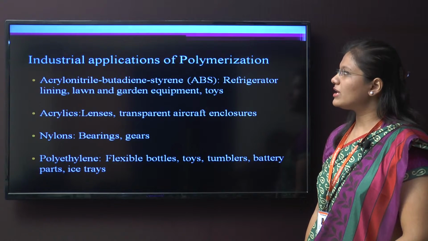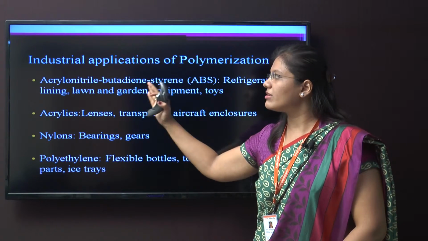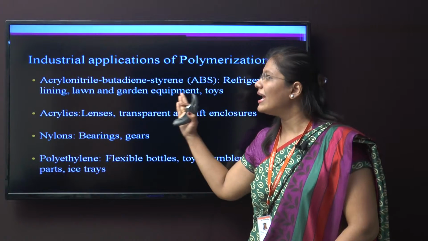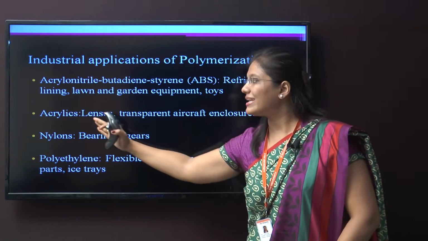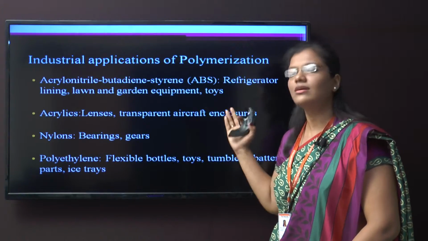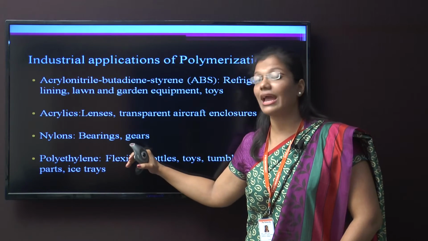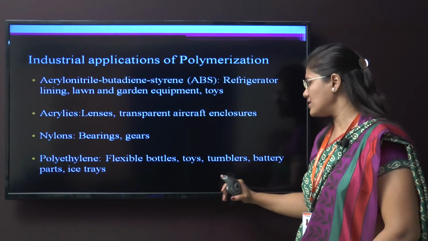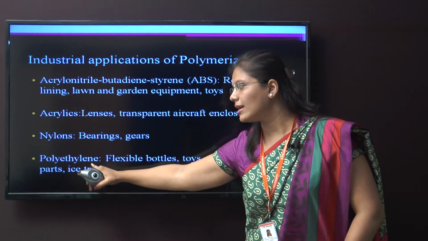Now what are the industrial applications of polymerization? Basically ABS, that is acrylonitrile butadiene styrene, is used in refrigerators, cleaning equipment, lawn and garden equipment, and even in toys. Acrylics are widely used in lenses and transparent aircraft enclosures. Nylons are used in bearings and gears. Polythene is widely used in flexible bottles, toys, tumblers and battery parts. You can say ice trays also contain polythene.